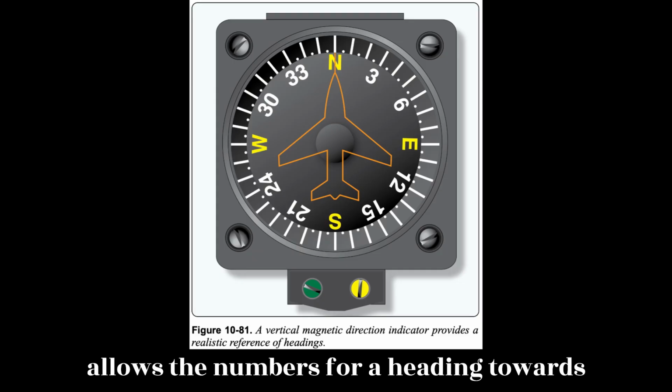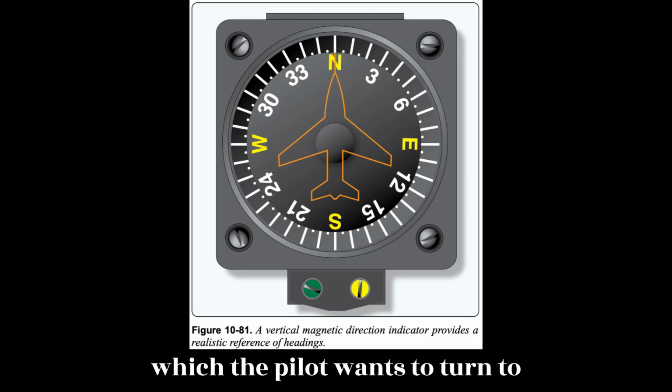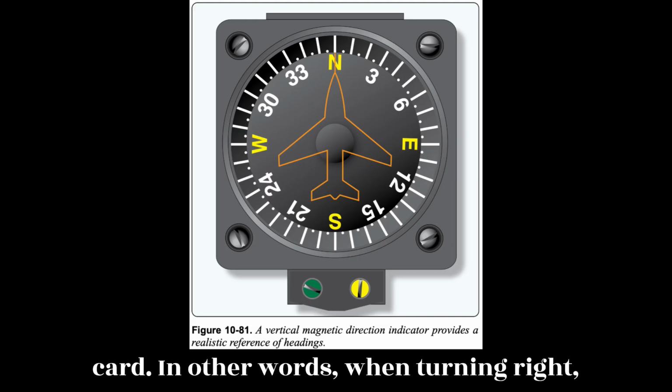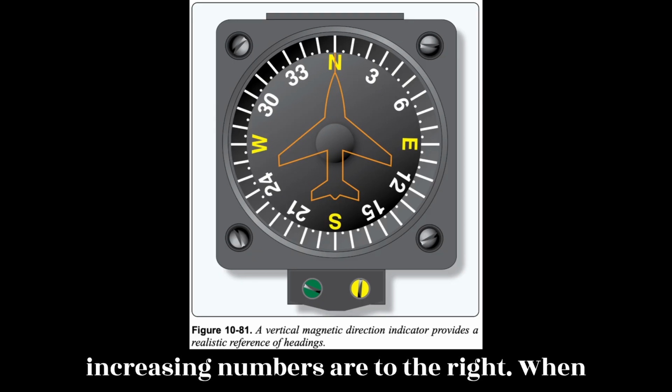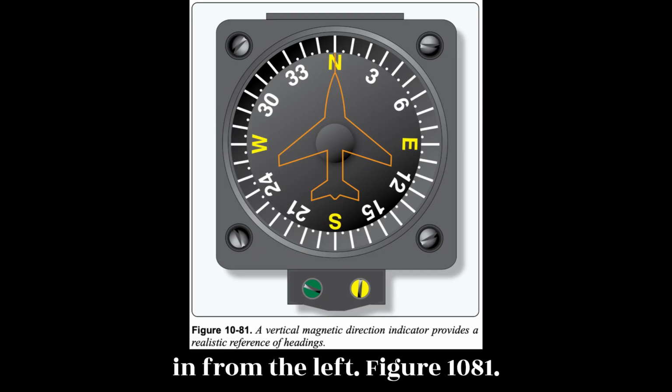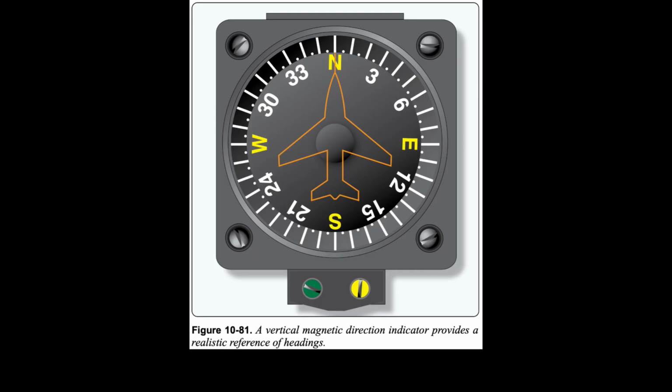This allows the numbers for a heading, towards which the pilot wants to turn, to be oriented correctly on the indicating card. In other words, when turning right, increasing numbers are to the right; when turning left, decreasing numbers rotate in from the left. Figure 10.81.